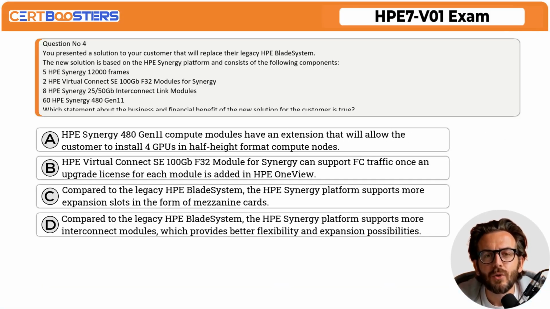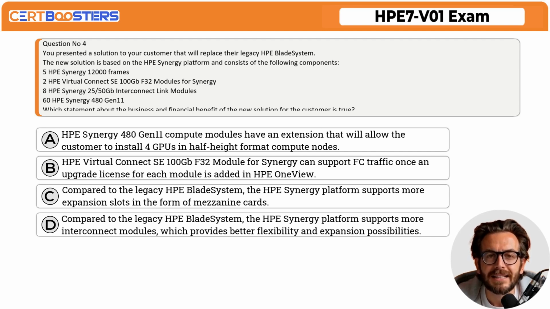Question number 4. You presented a solution to your customer that will replace their legacy HPE blade system. The new solution is based on the HPE Synergy platform and consists of the following components: 5 HPE Synergy 12000 frames, 2 HPE Virtual Connect SE 100 Gigabit F32 modules for Synergy, 8 HPE Synergy 25/50 Gigabit Interconnect Link modules, 60 HPE Synergy 480 Gen 11. Which statement about the business and financial benefit of the new solution for the customer is true?